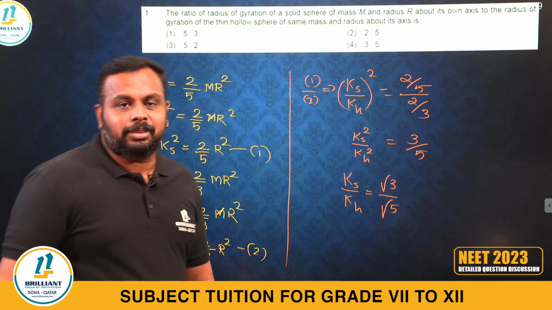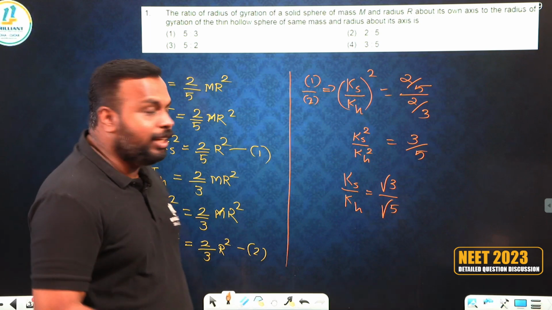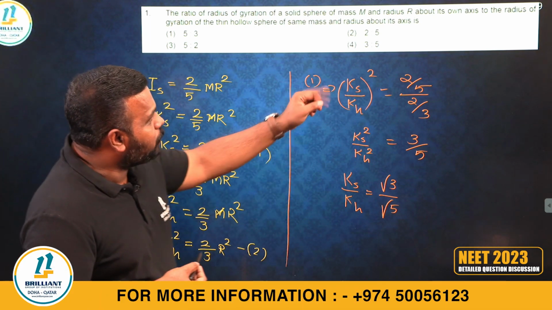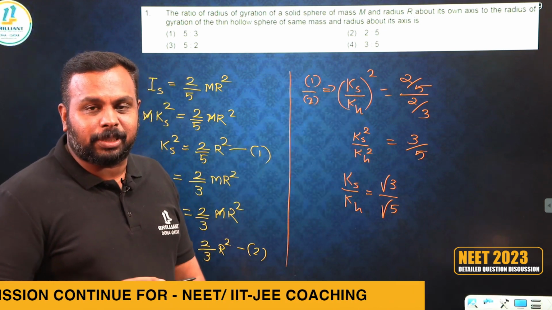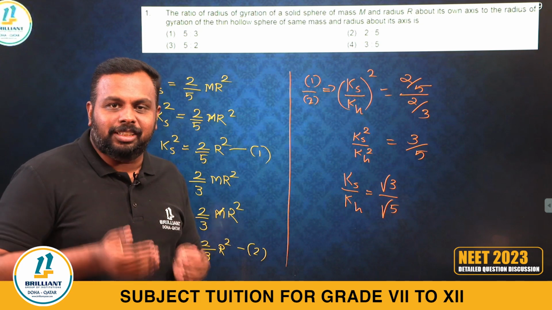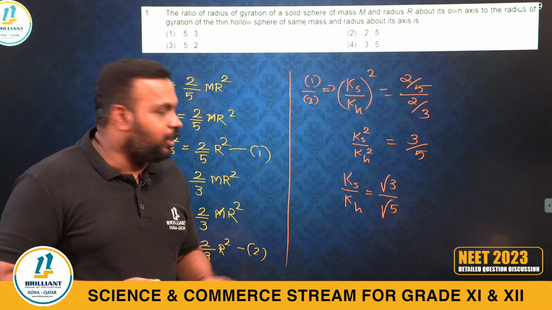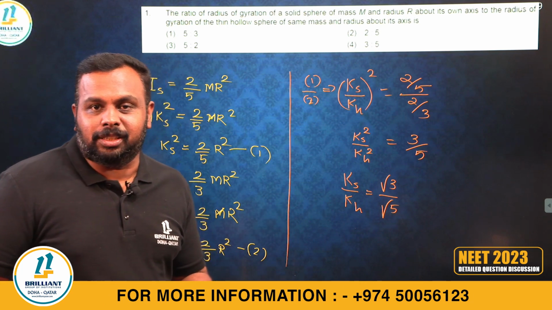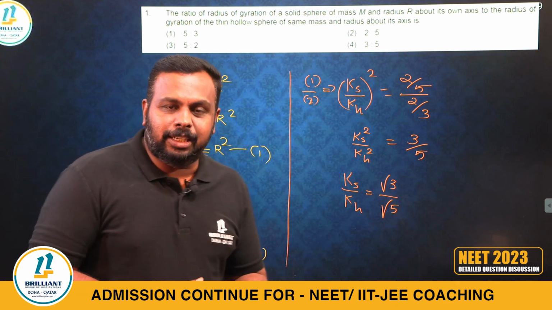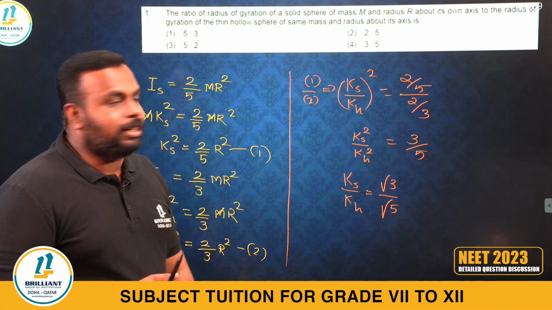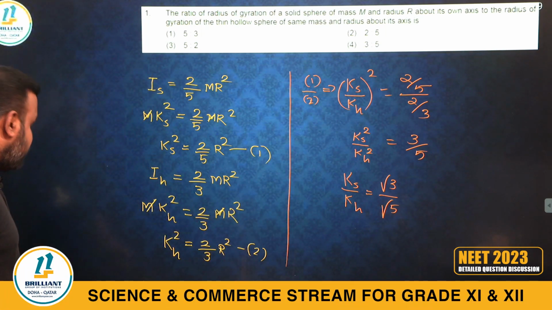This is the answer. Now looking at the options, you can see that this option is not there. That means the root is missing. Option 4 is a close answer, but the root is missing, which means for this question, the right option is not there. The right option is root 3 by root 5. So let's hope this question will be deleted. Anyway, let's see. The right answer for this question is root 3 by root 5. Clear? Now I'm going to the second question.